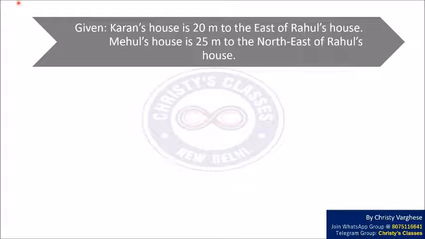So, it is given that Karan's house is 20 meter to the east of Rahul's house and Mehul's house is 25 meter to the northeast of Rahul's house. We can picture this information in the following way. Let here be Rahul's house and it is given that Karan's house is to the east of Rahul's house, and the east side is here. Therefore, Karan's house is here and it is at a distance of 20 meter from Rahul's house.